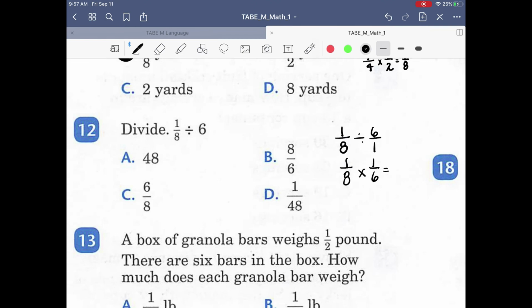And I end up with 1/48. We don't know units on this one. So let's go with option D, 1/48.